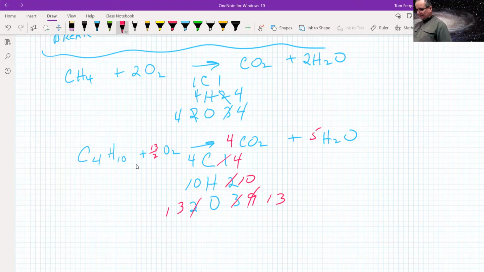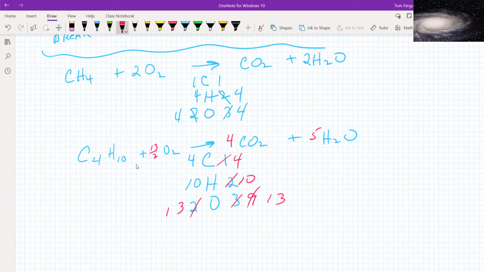Okay, is it balanced? 4, 4, 10, 10, 13, 13. Okay, now it's balanced, but we have a problem. The problem is the fraction. Going back to what a balanced equation gives you: the number of moles. So you have a fraction of a molecule, so you're going to clear the fraction.